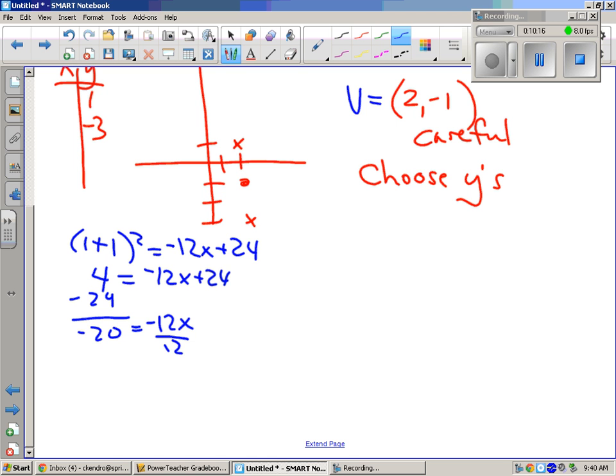And then I want to divide by negative 12. So 20 divided by 12, if I divide them both by 4, I get 5/3. Okay, so my point here is 5/3. So if I go 5/3, which is just under 2, and then up to 1, my point would be here. Now I should get the same thing again. So I'm not going to bother going through the math, but you should get the same thing again. So if I go over 5/3 again and down to negative 3, it's right there. So my parabola looks something like this.